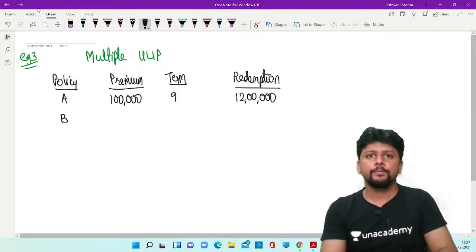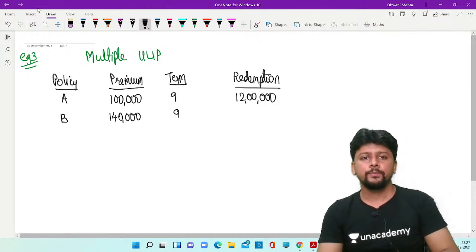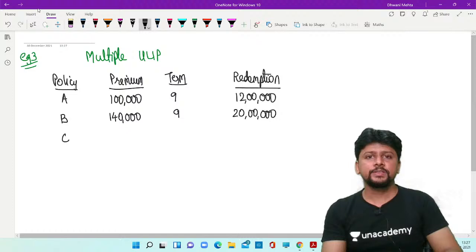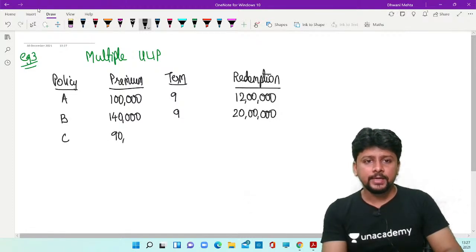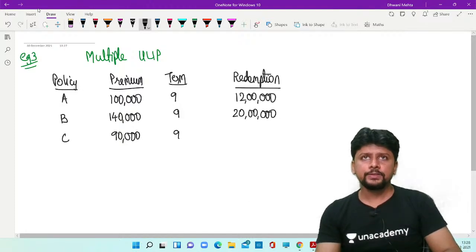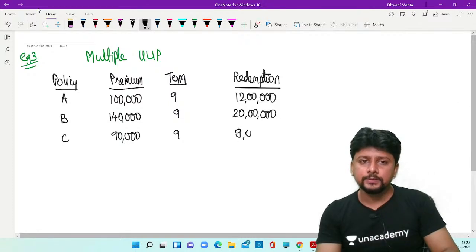Policy number B, he is paying a premium of 1,40,000. Term 9 years. And for this, he is getting an amount of 20 lakhs. And policy number C, where he's paying a premium of 90,000 for 9 years, and the amount that he's getting is, let's say, 9 lakhs.